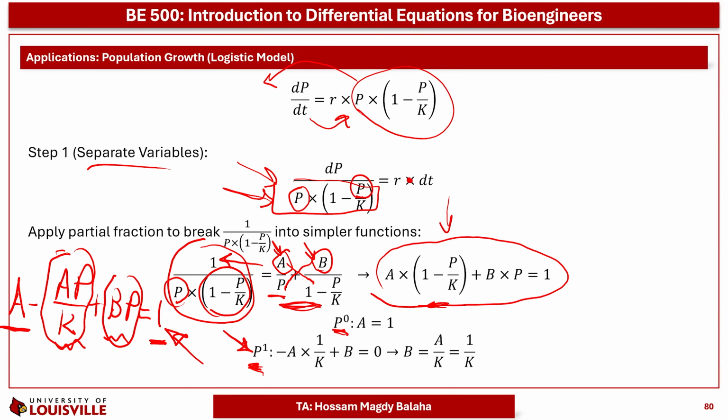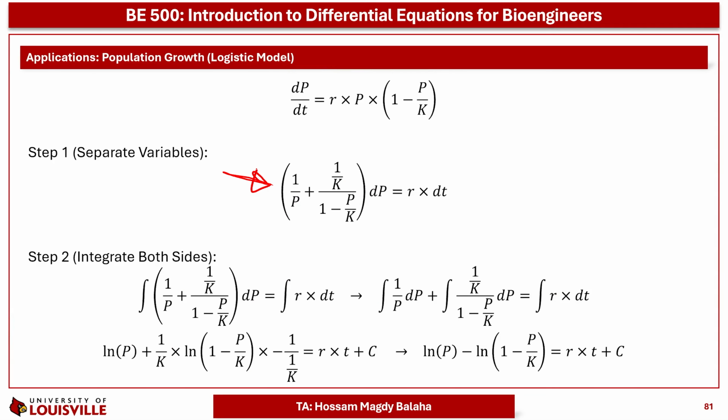So the factor minus a over k plus b will equal 0, and there is a negative here. So substitute here by 1, so b will equal 1 over k. Now we have the values of a and b. Substitute in the equation, it will be like that. Next, we need to integrate both sides.